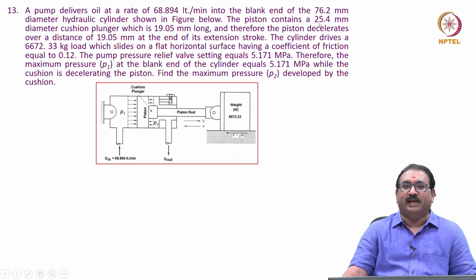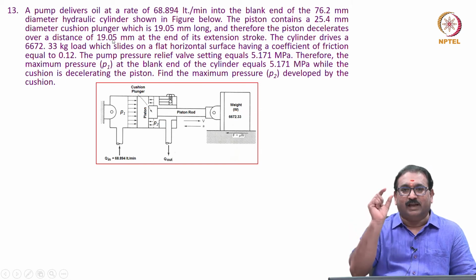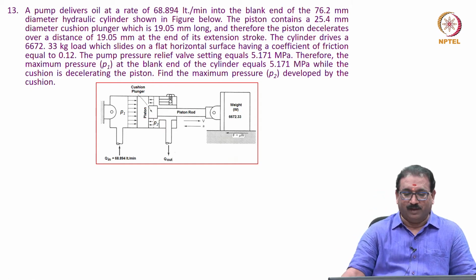The piston contains a 25.4 mm diameter cushion plunger. This cushion plunger is there, no? The cushion diameter is given as 25.4 and the length of the cushioning is given as 19.05 mm. Therefore the piston decelerates over a distance of 19.05 mm, because it is the length of the cushion, at the end of its extension stroke.